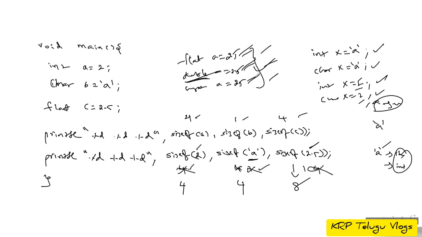Clear? It is a floating point value. Floating point values are stored in 3 data types: float, double or long double. If you don't specify the data type, by default it takes double. Double is 8 bytes. Clear? Apurva? Yes, sir. Okay.